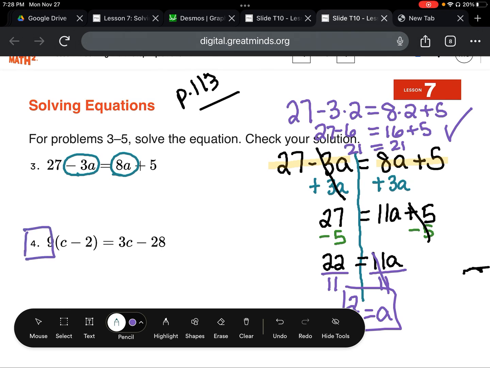Students in class today, we went through problem 4 and then problem 5. Feel free to let me know if you have any questions.